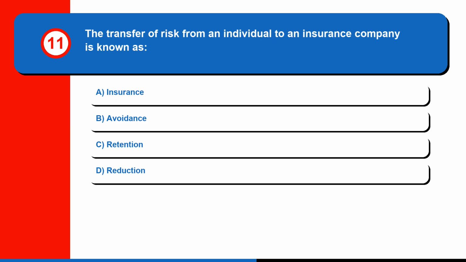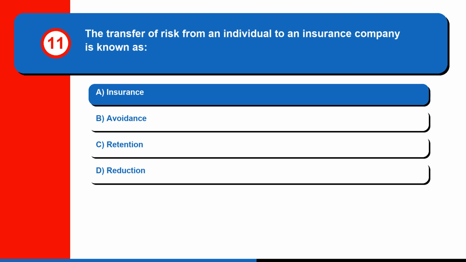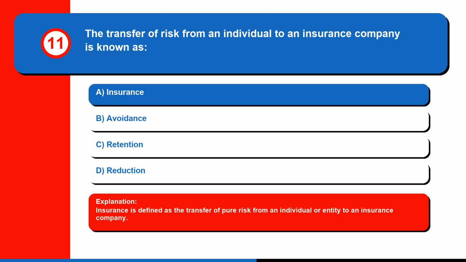Question 11. The transfer of risk from an individual to an insurance company is known as A. Insurance, B. Avoidance, C. Retention, or D. Reduction. The correct answer is A. Insurance. Insurance is defined as the transfer of pure risk from an individual or entity to an insurance company.